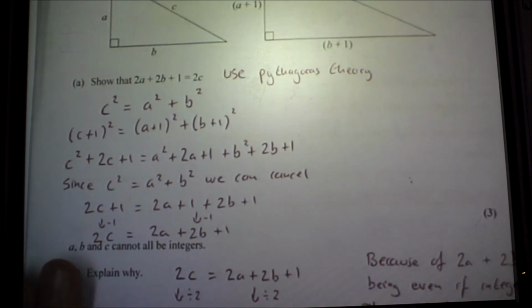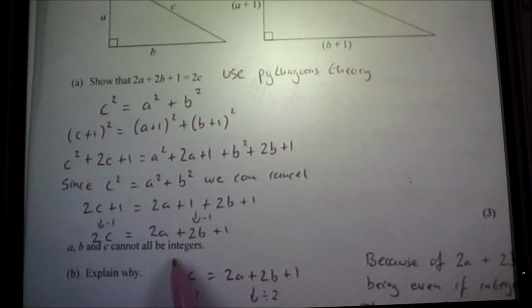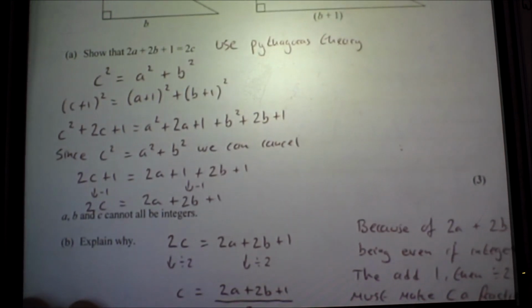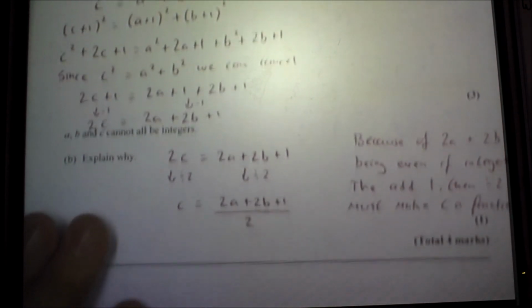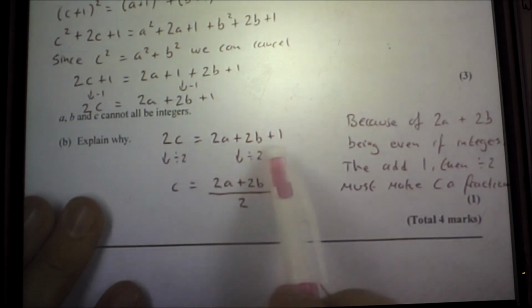So if you're not sure, put it into Pythagoras' theorem, have a play around with it. a, b and c all cannot be whole numbers, integers. That's what whole number means, an integer. Explain why. Okay, well look, what I've done here, 2c equals that, which we've worked out.